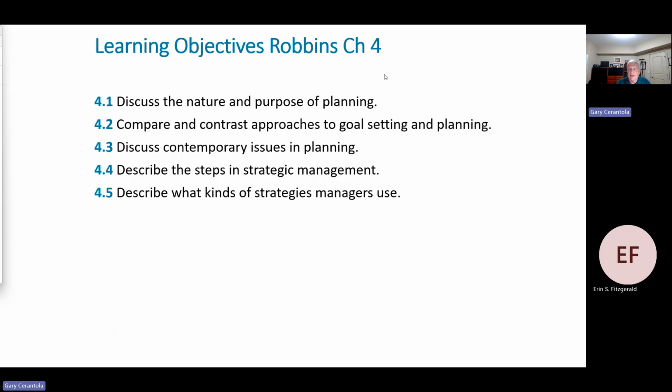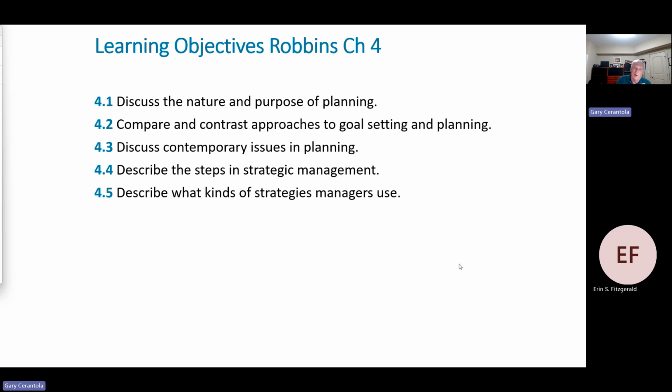Okay, so in the chapter 4 PowerPoint, the nature and purpose of planning, compare and contrast approaches to goal setting. And again, goal setting is just so important. I can't say enough about that. And if you go into your career understanding the effectiveness of good goal setting, I promise you'll really see some success. We're going to talk about a little bit of contemporary issues in planning, and talk about strategic management and the kinds of strategies that managers use. All right, and there's a hierarchy of strategies that we're going to talk about in terms of corporate strategy and business strategy and functional strategy, and how that all comes down from the top. So that's what we're going to talk about.